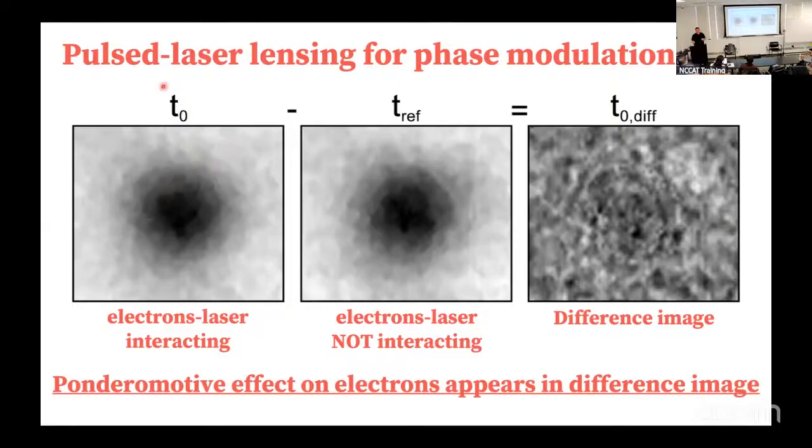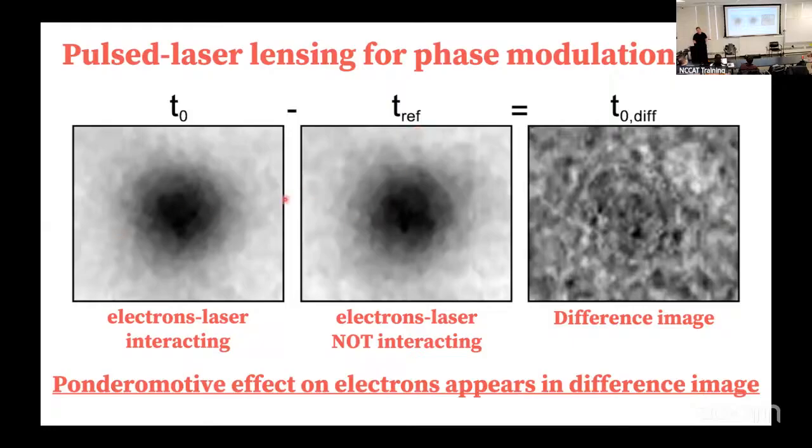And this is at time 0. So this is where the electron beam and the laser beam are interacting. The pulses are interacting synchronously, okay? Then you have some reference point way off from time 0. So I think we used 21 picoseconds away. So now the electron beam is coming in, and then 21 picoseconds later, the laser beam is coming in. So they're not interacting at all.